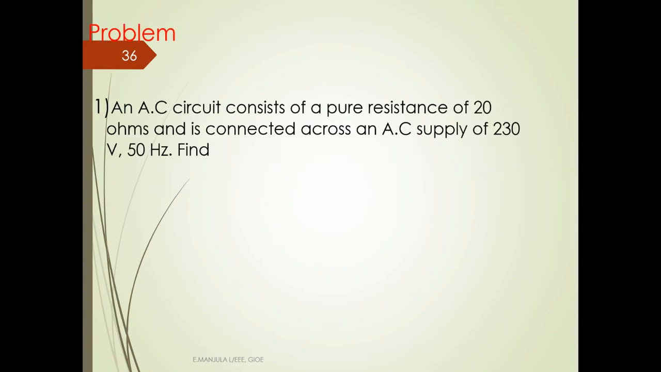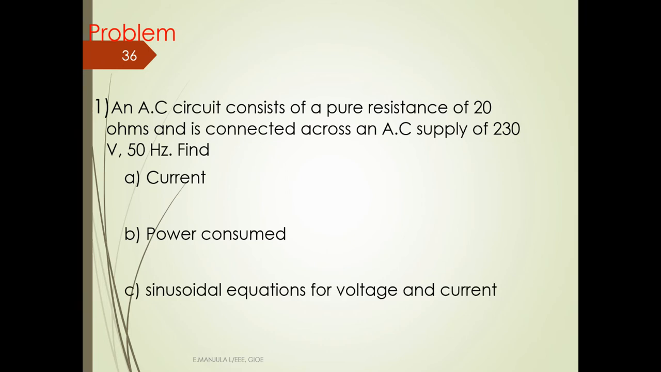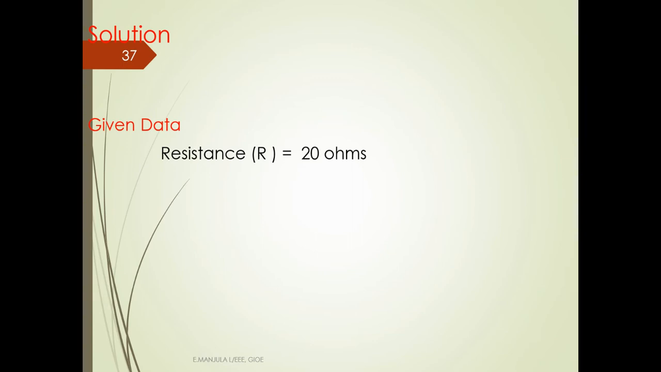We will go through one problem also for an inductive circuit. An AC circuit consisting of a pure resistance of 20 ohms is connected across an AC supply of 230 volts, 50 hertz. Find the current and power consumed, and write the sinusoidal equation for voltage and current.